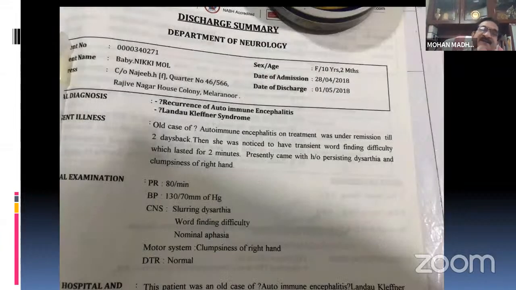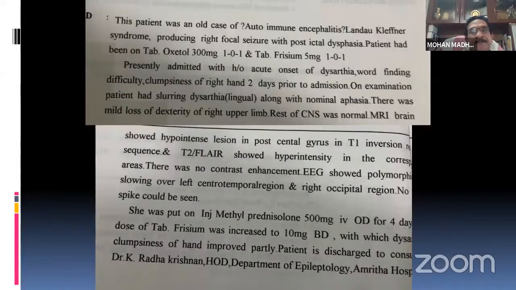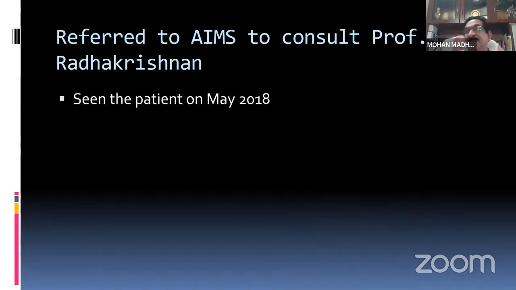So again I doubted what I was dealing with. I thought of recurrent autoimmune encephalitis versus Landau-Kleffner syndrome. But for the latter condition I was not very sure, because there were no persistent EEG abnormalities in between. So she was again put on methylprednisolone. Again, I sent her back to Dr. Radhakrishna.